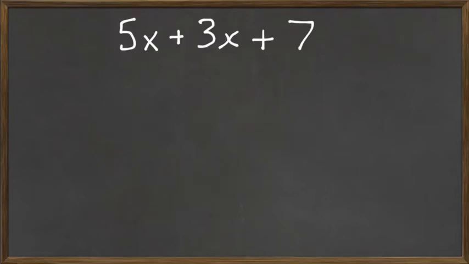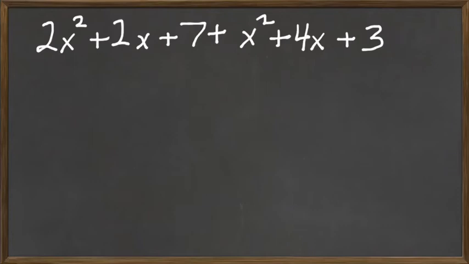Let's look at another example. Here we have 5x plus 3x plus 7. I want to go ahead and identify the terms that are like terms. I see an x and another x, so we can go ahead and add those up. 5 plus 3, I'll get 8x, and the 7 doesn't have any like terms, so we just leave that alone. And our simplified version will be 8x plus 7.